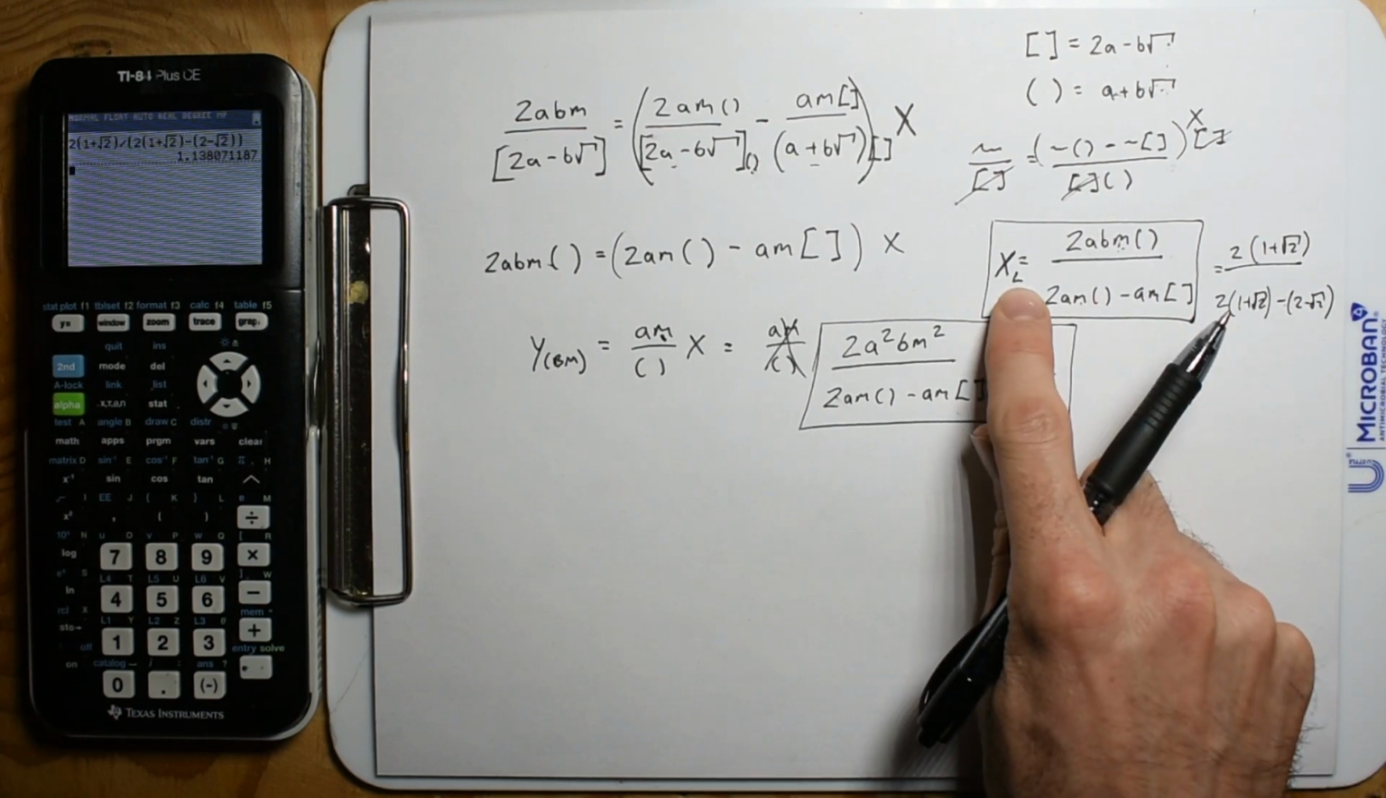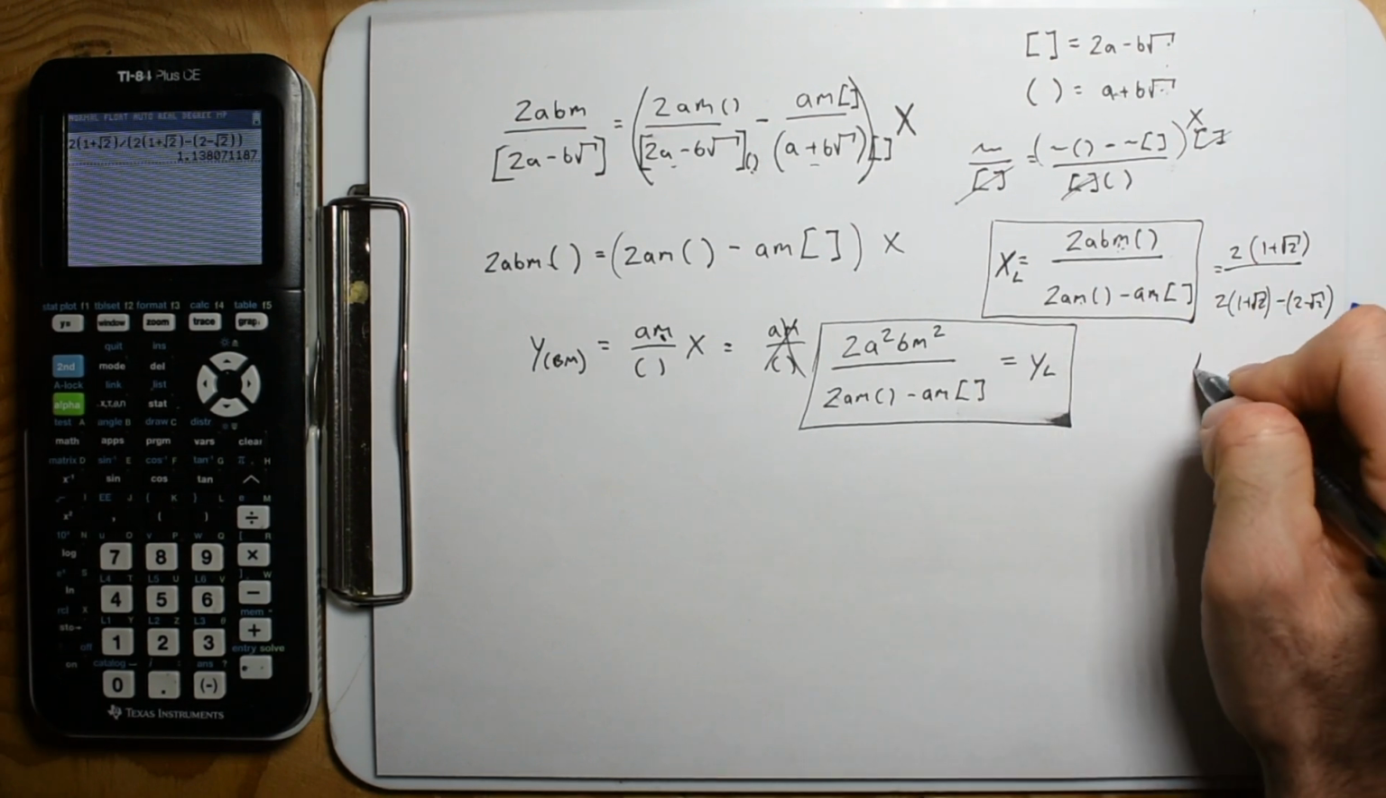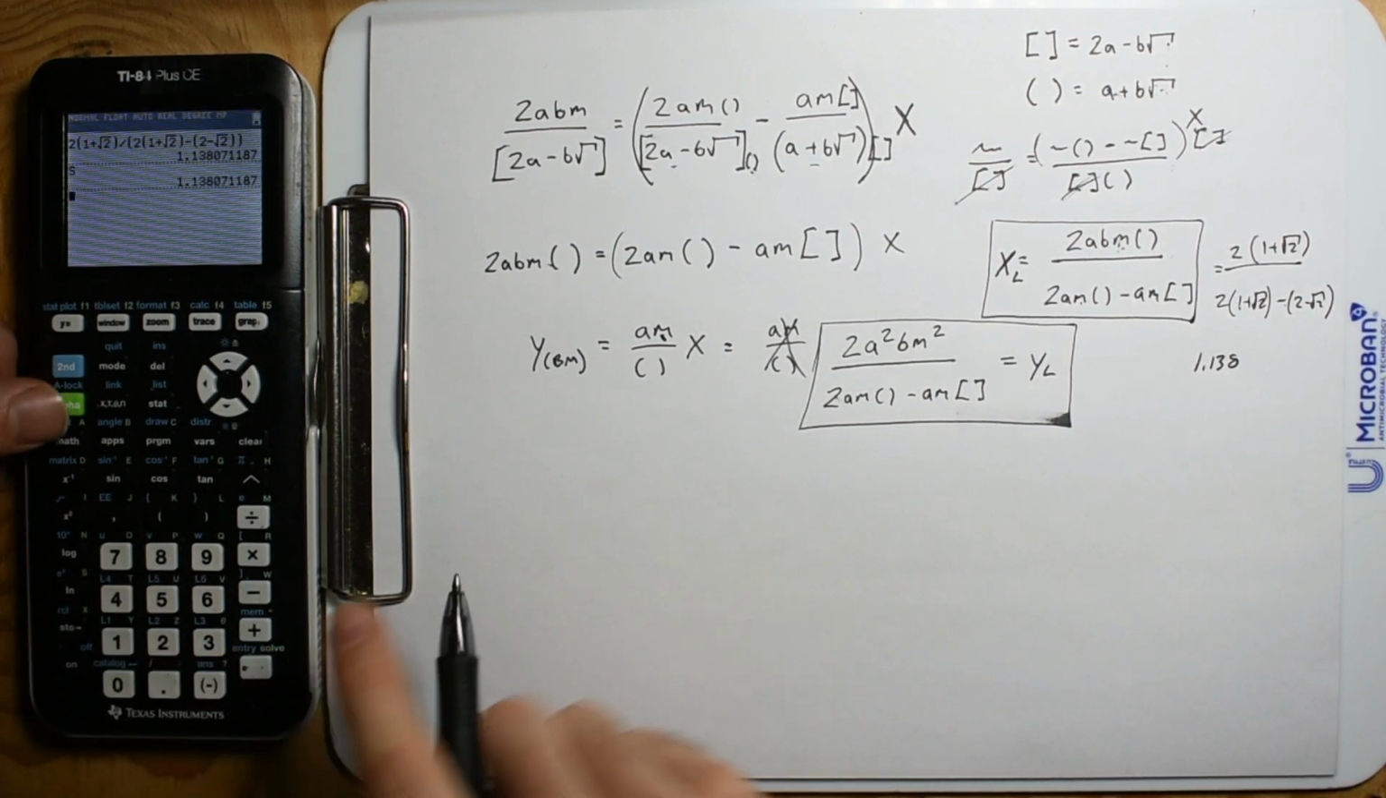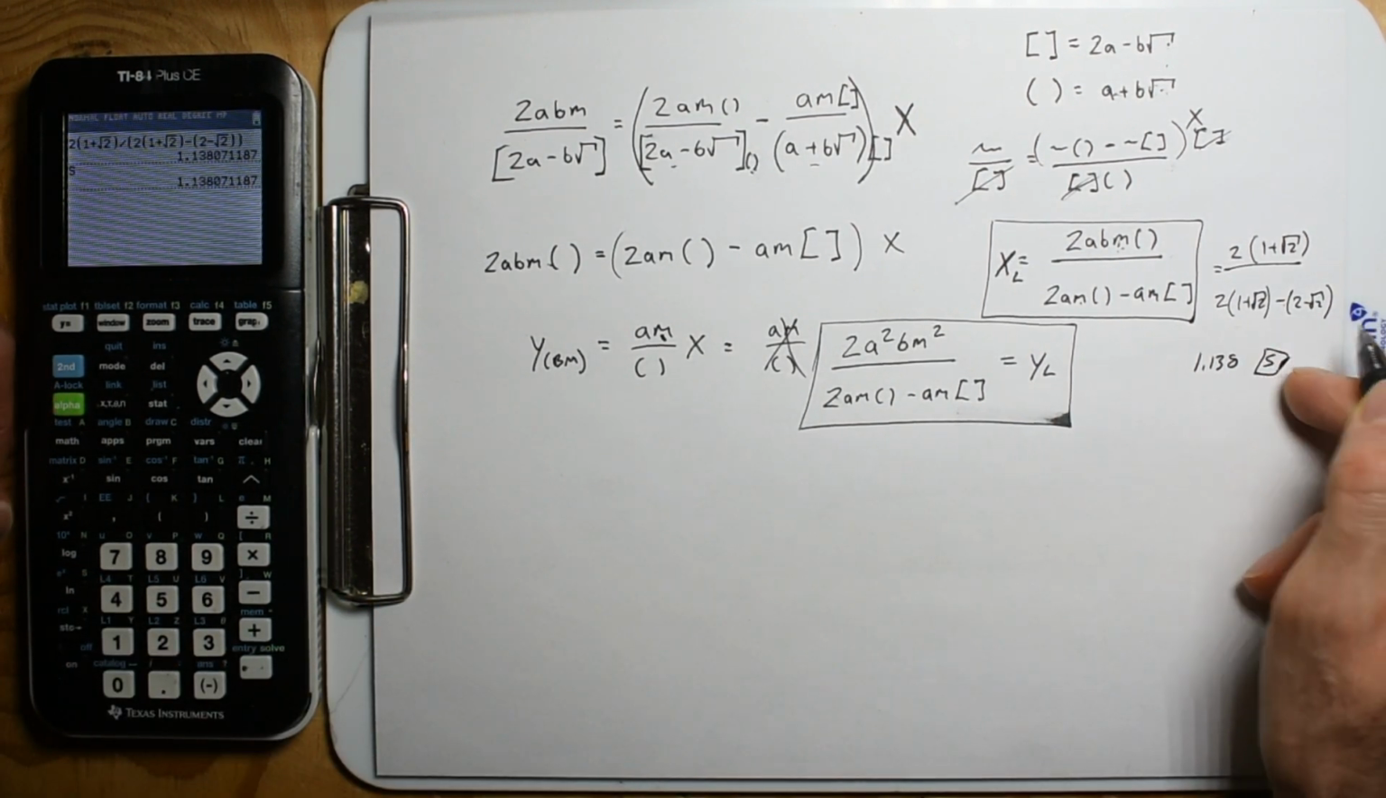And I get this value for XL to be 1.138. So that's my check on reality. I even have that stored in my calculator as alpha S, so we can come back to that.